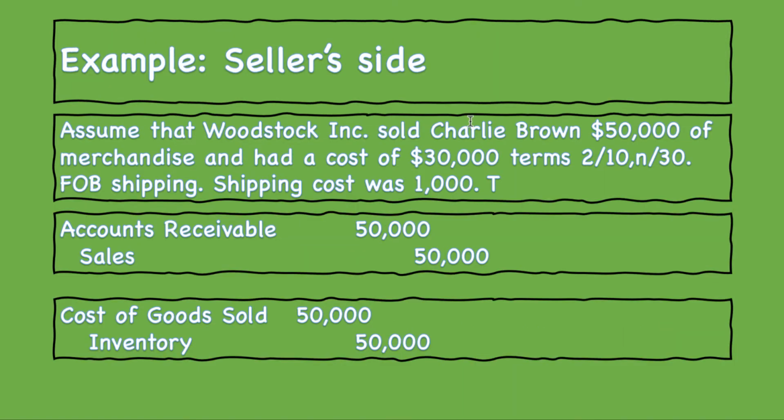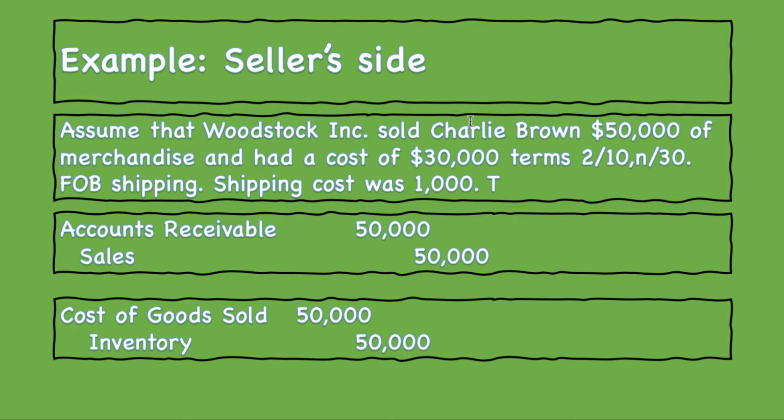Okay, so what journal entries does a seller make whenever they book a sale, right? They sell inventory. So we're going to look at the same exact transactions that we looked at for the purchaser. We're just going to look at them now from the seller side. So previously we looked at Charlie Brown Corporation, and we said we were Charlie Brown. Now we're going to look at the opposite side and say, okay, now we're Woodstock Incorporated. What journal entries do we need to make?